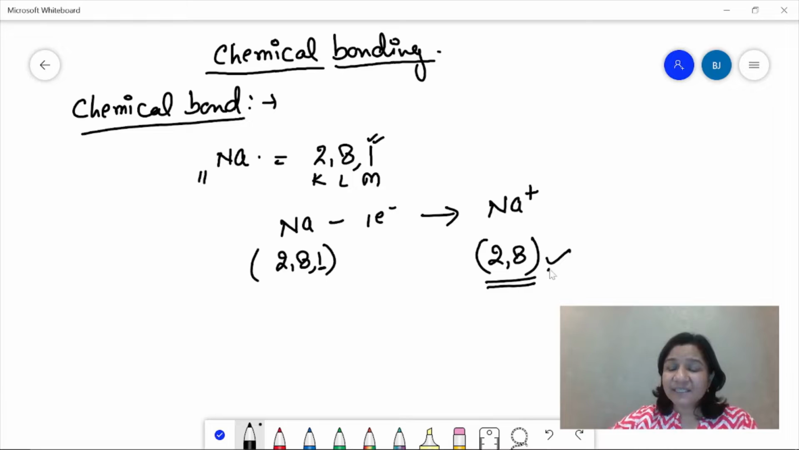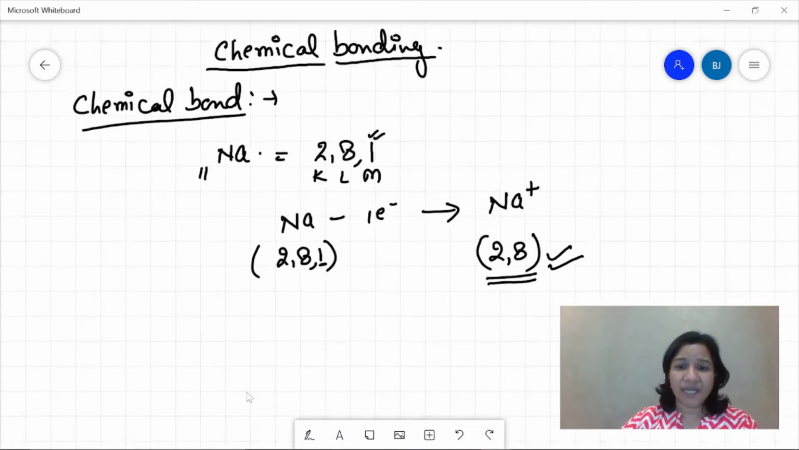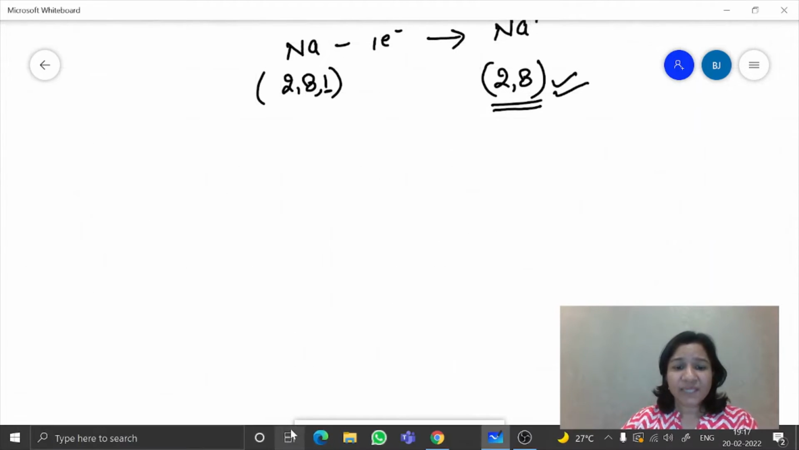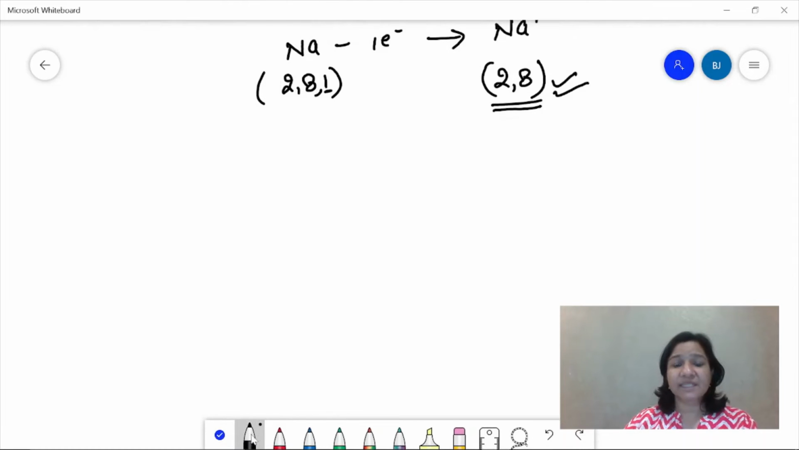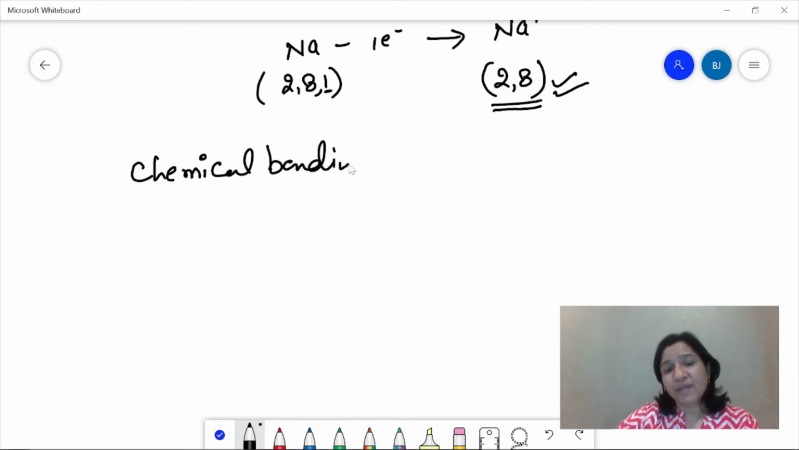That is the reason elements lose or gain electrons, to complete their octet or duplet. Now the question is, is it possible only by loss or gain of electron? To explain this, there are two ways, two modes, in which elements can acquire stability. What are the two types of chemical bonding? In chemical bonding, there are two ways in which elements can acquire stability.